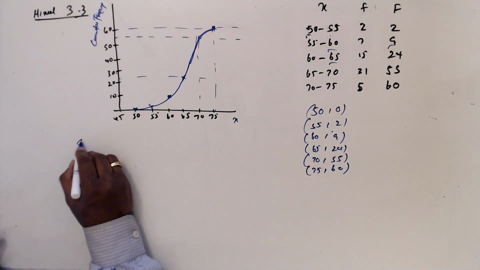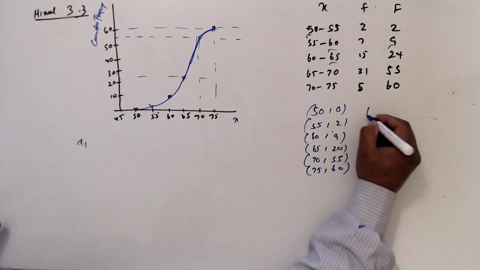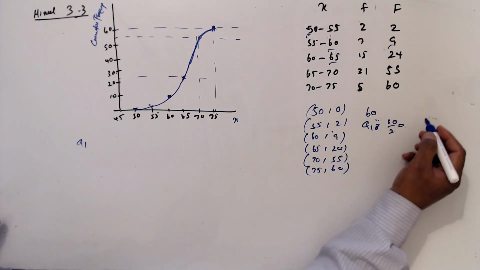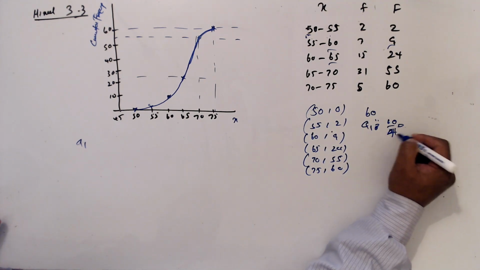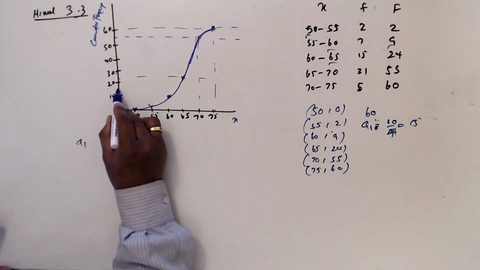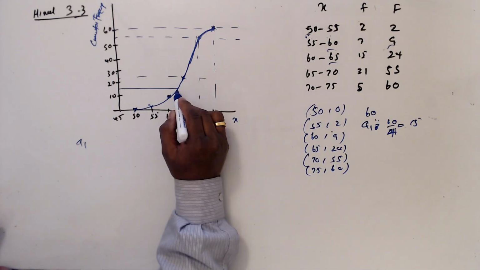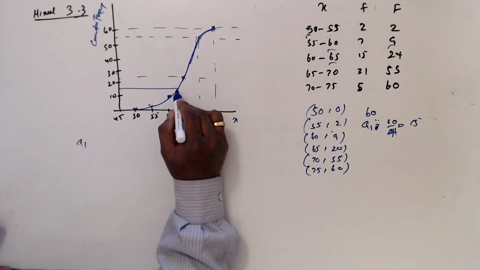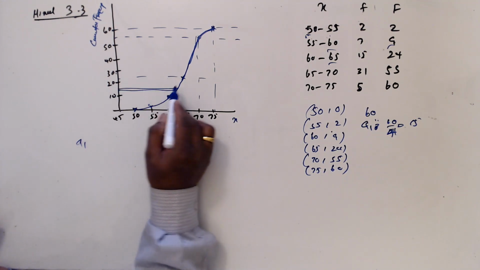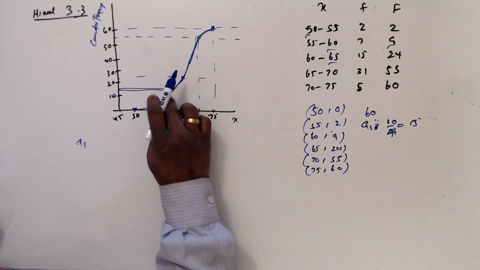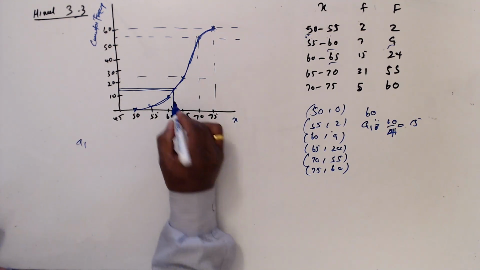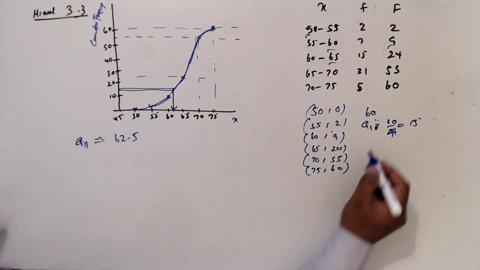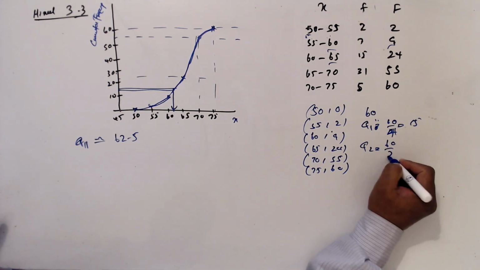Then we want to find Q1. So there are 60 data. Then Q1 is 60 divided by 4, which is 15. So we want to find the 15th value. When you draw properly, you can see that Q1 is going to be 62.5.